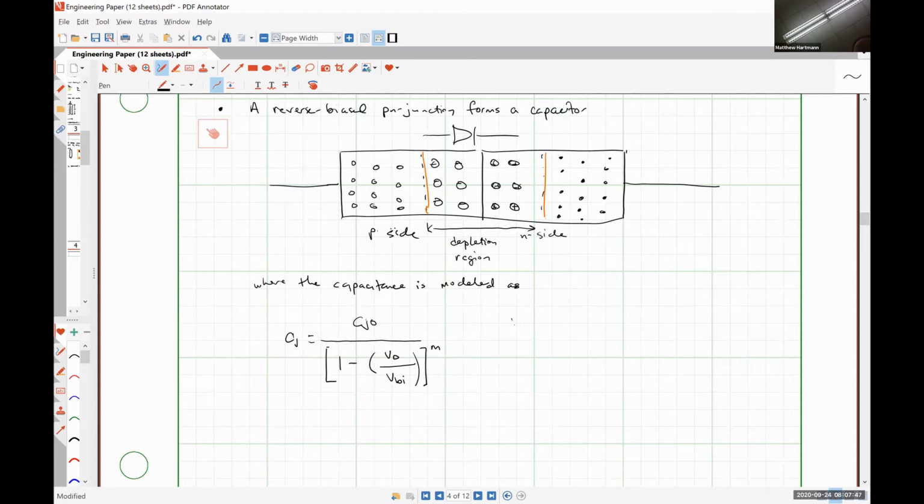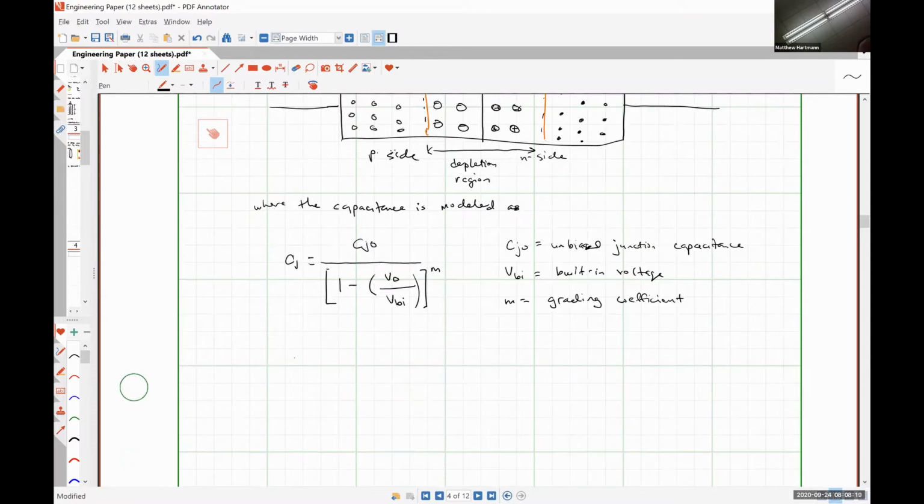So just to be clear, CJ naught is the unbiased junction capacitance, VBI is the built-in voltage, M is the grading coefficient.